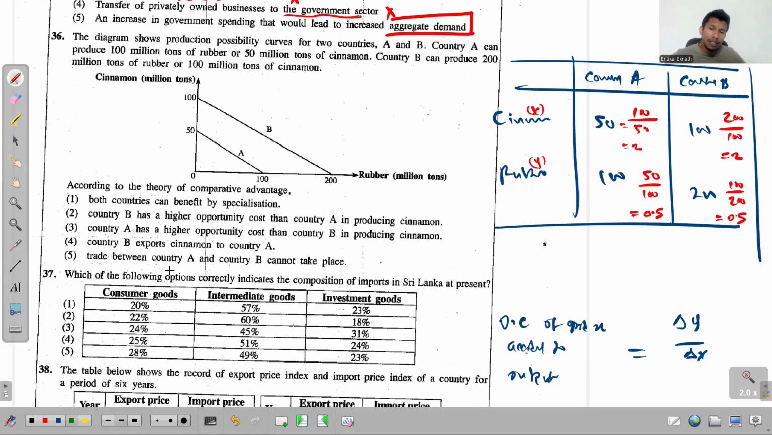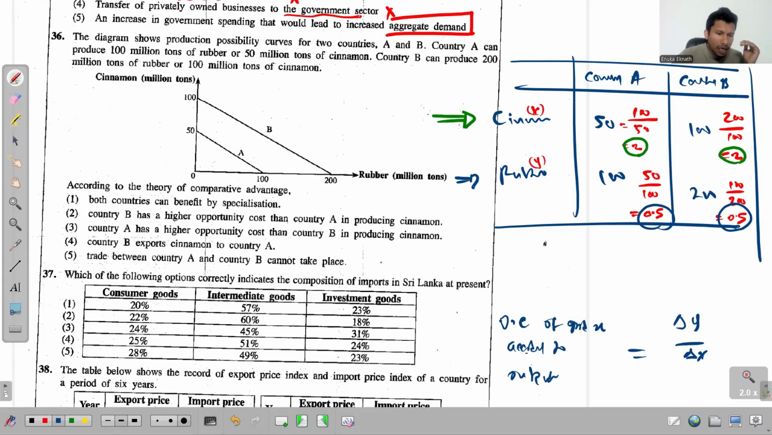Okay, if you try to recognize the country with the comparative advantage for each good, what do you do? First you pick this good, cinnamon. Now you need to recognize the country with the lowest opportunity cost. And surprisingly, see what happens. The opportunity cost of producing cinnamon in country A is 2, and that is the same in country B. And if you pick the other product, rubber, the opportunity cost of producing rubber in country A is 0.5, and in country B, it's the same thing. So in this situation, no country has a comparative advantage for any good, because their opportunity costs are the same. That's the story. So let's look at the answers.